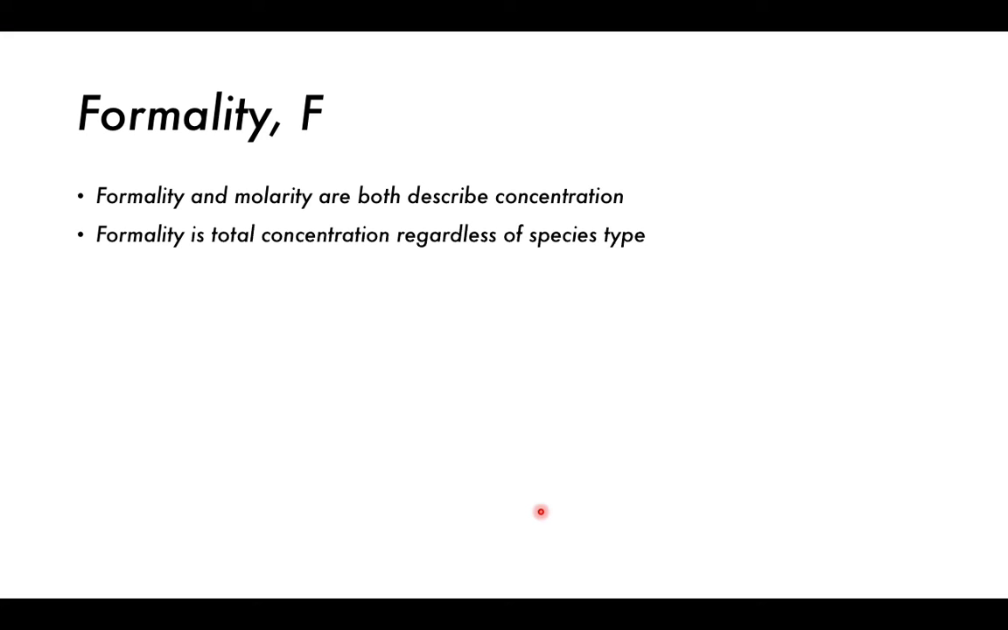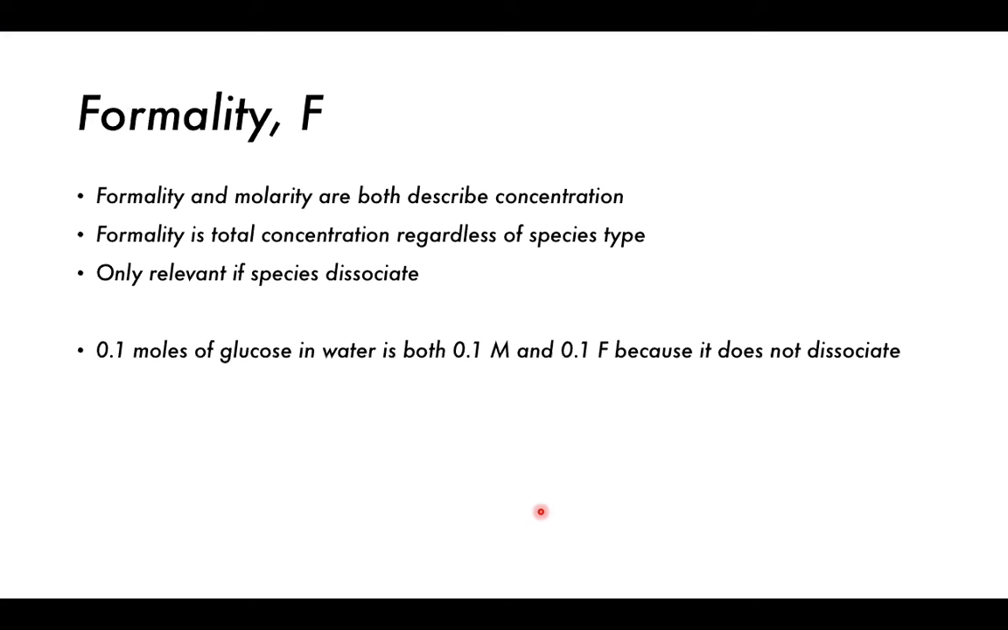So formality is the total concentration regardless of species type. This is a more robust definition of concentration than molarity, because it's only relevant if the species dissociate. A 0.1 mole glucose solution in water is both 0.1 molar and 0.1 formality, because it does not dissociate. What this means is that whenever it dissolves in water, it does not separate into constituent ions or anything like that.